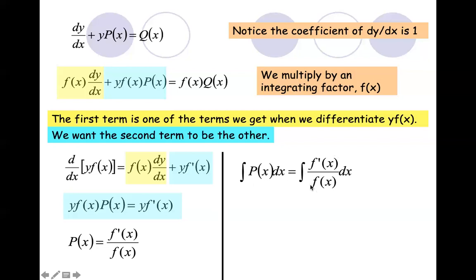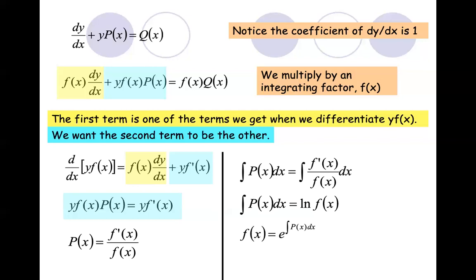Remember, this integral here can be easily solved, right? If you have the integral of f prime of x over f of x, just know it's natural log of f of x, actually the absolute value of f of x. And then from here, we can find f of x.